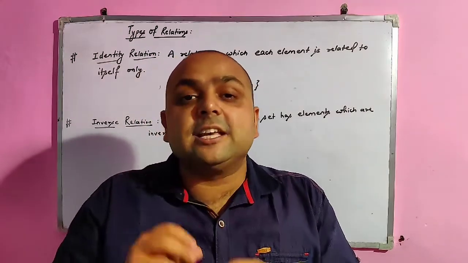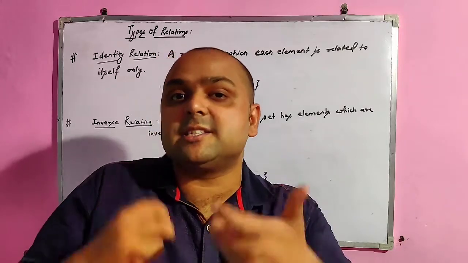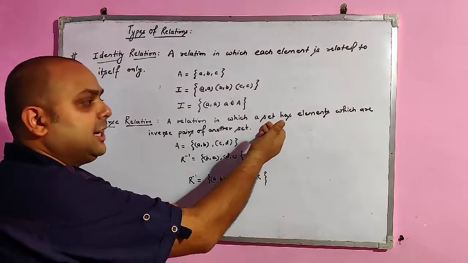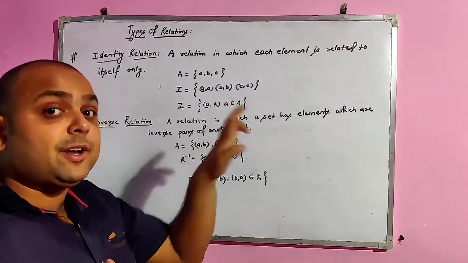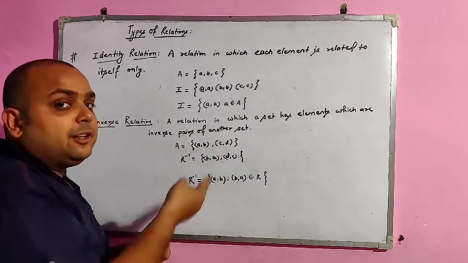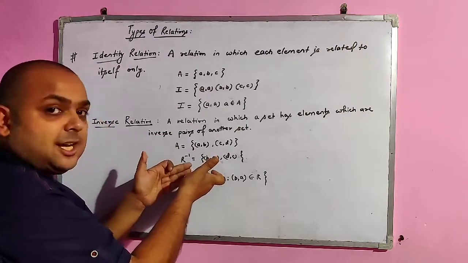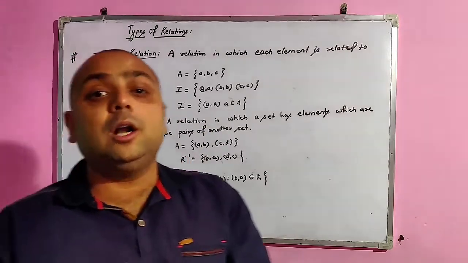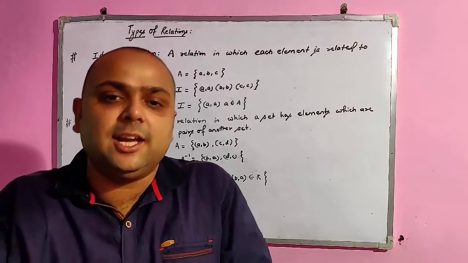Next is the inverse relation. As the name suggests, inverse means reciprocal. So if we have a set in which the elements are the inverse pairs of another set, that is, if the relation is {(A, B), (C, D)}, then the relation {(B, A), (D, C)} is the inverse of this set. So this relation is called the inverse relation because the elements are in the inverse form as per the set.